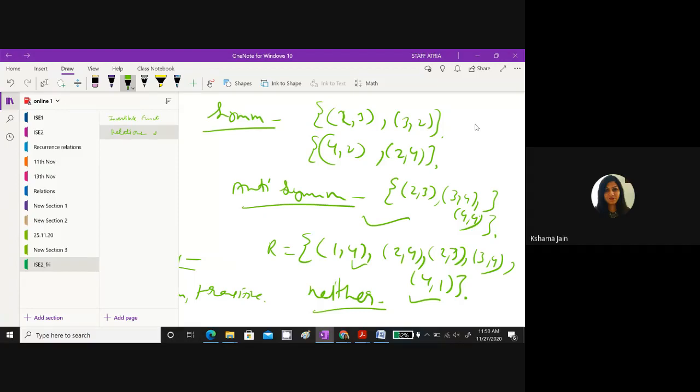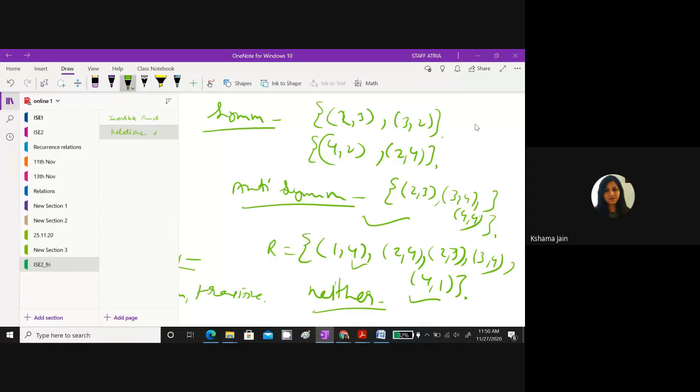Why? See, first 1, 4 is there and 4, 1 is there. You got it correct. Because of this it is not anti-symmetric: 1, 4 is there, and simultaneously 4, 1 is there. But if 2, 4 is there, 4, 2 must have been there for being symmetric. Can you see 4, 2? Can you see 3, 2? Can you see 4, 3? So it is neither symmetric nor anti-symmetric.